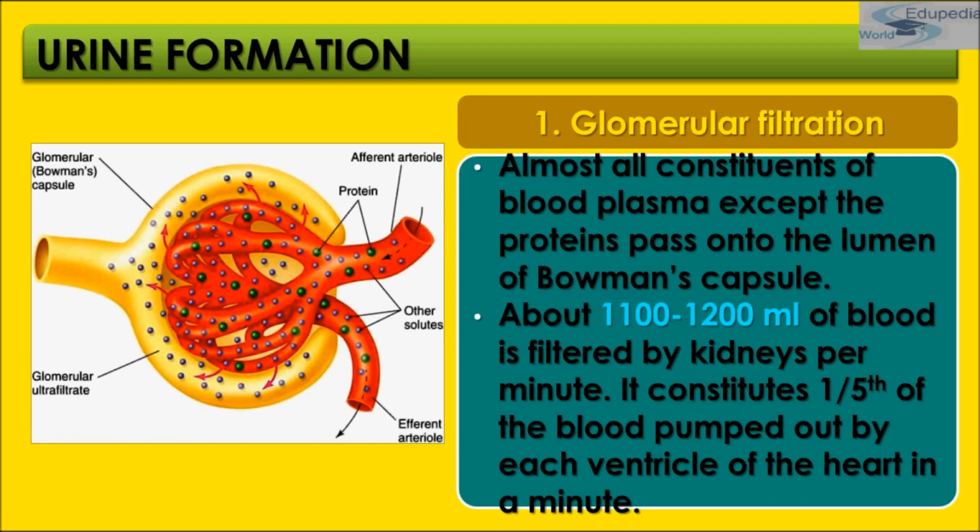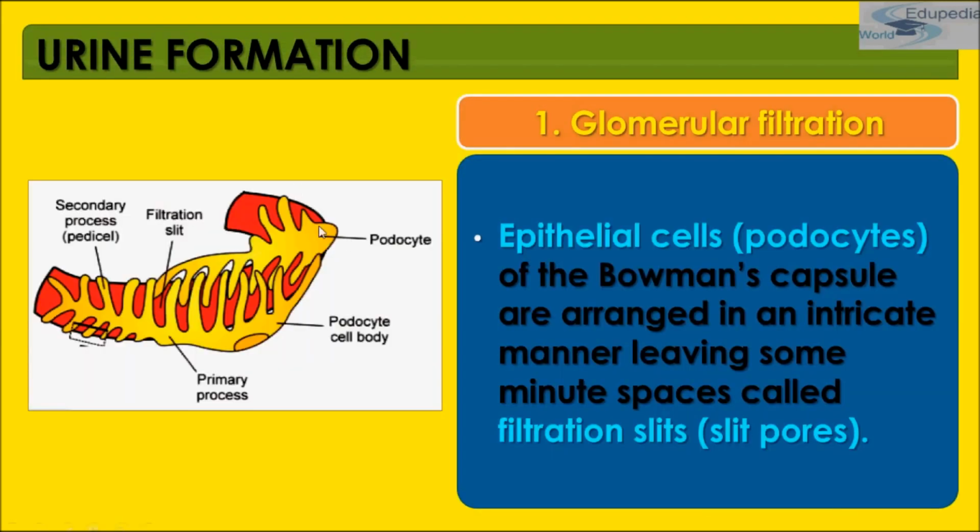The epithelial cells of the visceral epithelium are modified and called podocytes, which give out foot-like processes called pedicels. This is the podocyte, and the foot-like processes are the pedicels, the secondary processes. The pedicels interdigitate so as to leave fine spaces called filtration slits.